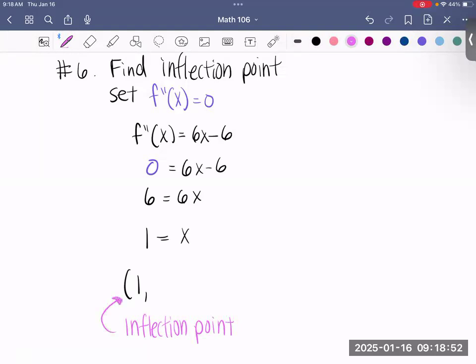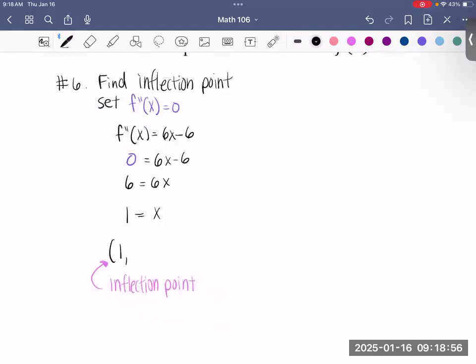So we need to now determine your y coordinate. Every time we have an x, we now need to find your y coordinate. So we could say step 7, find the y coordinate by plugging it back into your original, which was f of x is equal to x cubed minus 3x squared plus 5. So we're going to go ahead and plug in the 1.